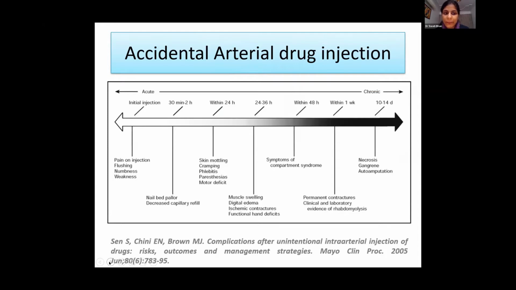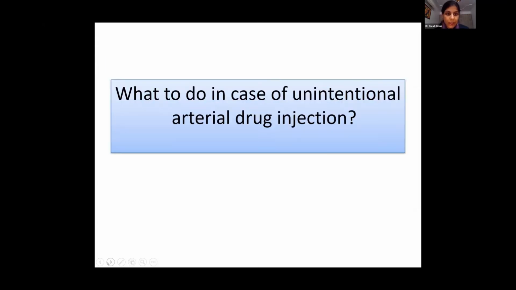Initial reaction will be pain on injection, flushing, numbness, and weakness. Then after 30 minutes to 2 hours, nail bed pallor will be there and capillary refill time will be decreased. Then within 24 hours, there will be skin mottling, cramping, phlebitis, paresthesias, motor deficit, finally leading to muscle swelling, digital edema. There can be contractures, or there can be development of compartment syndrome. Then within 1 week, there can be permanent contracture, and it can also lead to necrosis, gangrene, or auto-amputation.